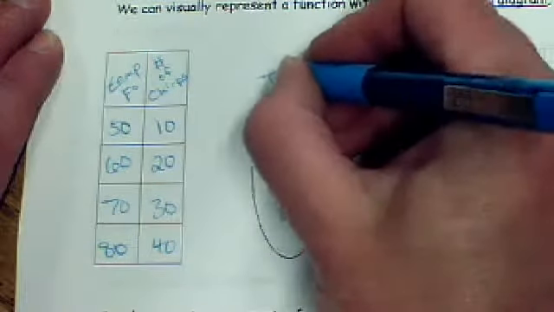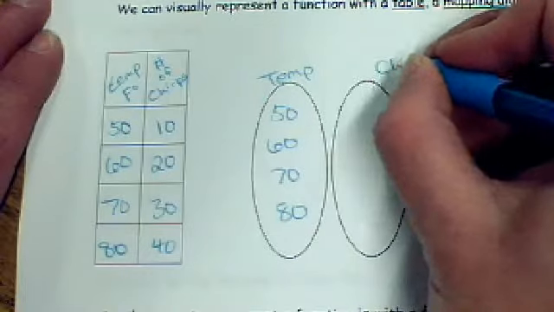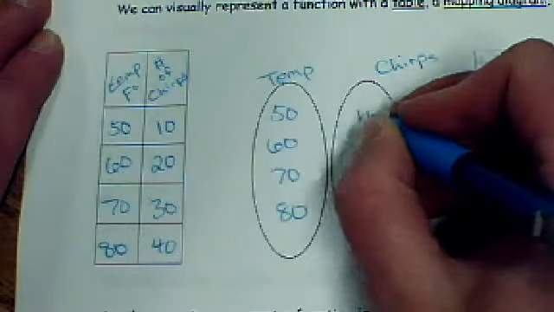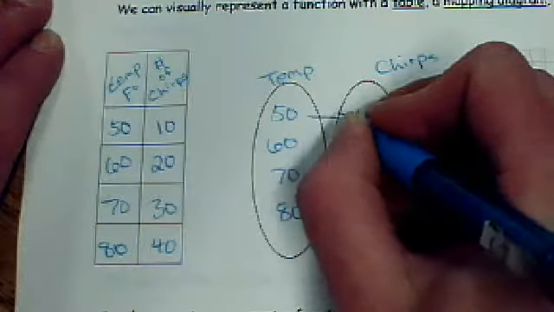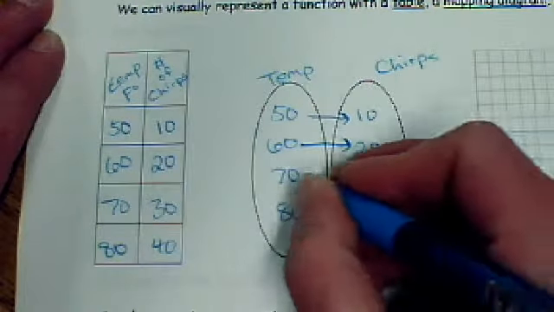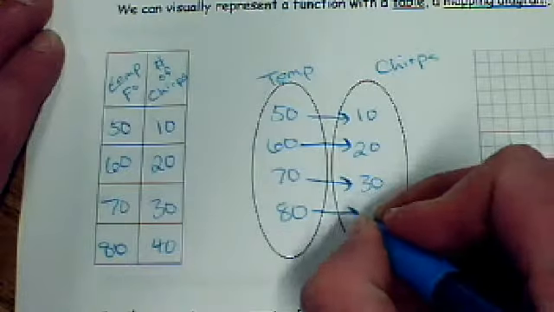Now in a mapping diagram, we represent it very similarly. This would be your temperature, and this would be your chirps. But you're showing which ones match up. So 50 goes to 10, 60 goes to 20, 70 goes to 30, and 80 goes to 40.